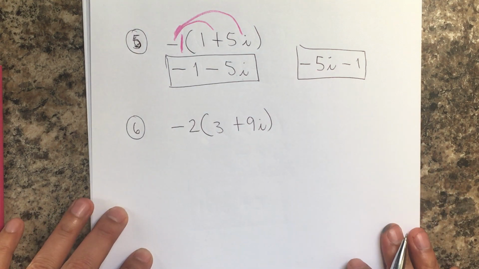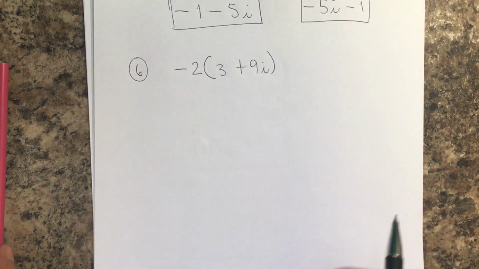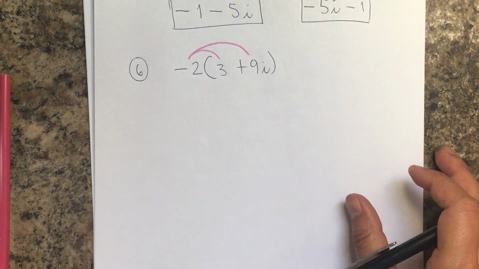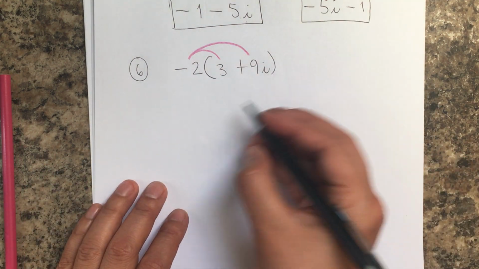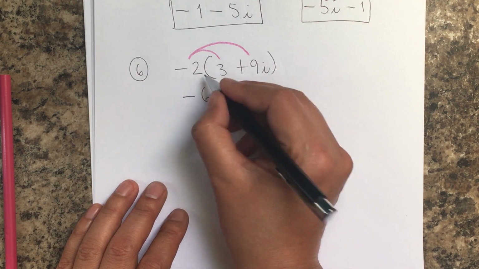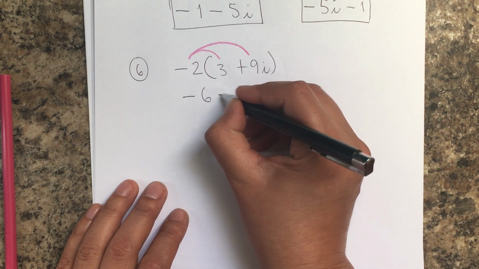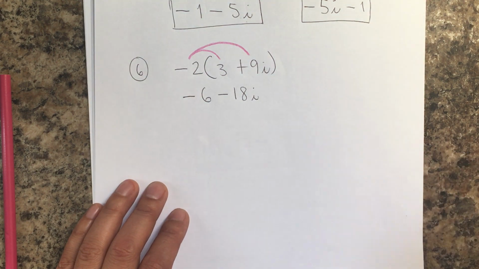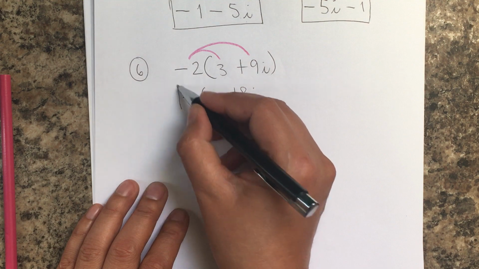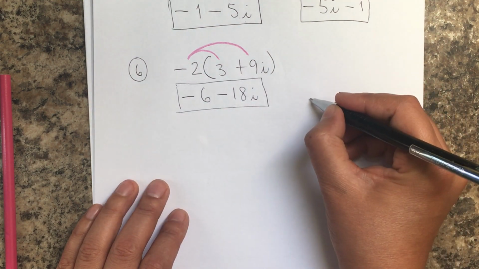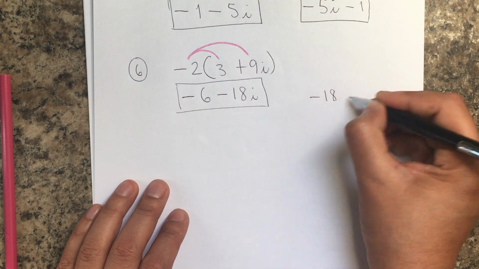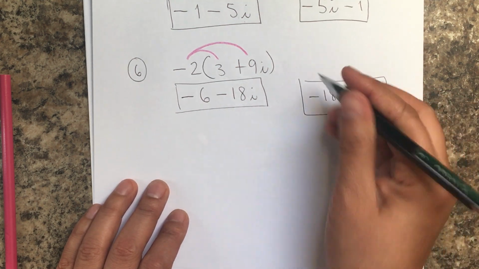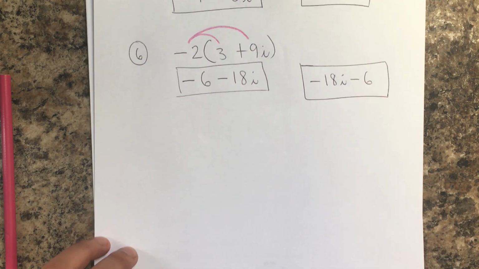Just doing a couple more that are a little simple, but sometimes those little simple ones, because they have little tricks, might get confusing. So negative 2 times 3 is negative 6. Negative 2 times 9i is negative 18i. Again, ask your teacher, because your teacher might prefer this. Okay? They might prefer the one with the variable first.